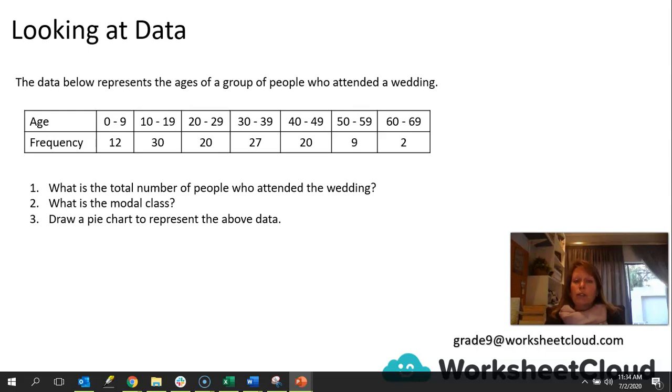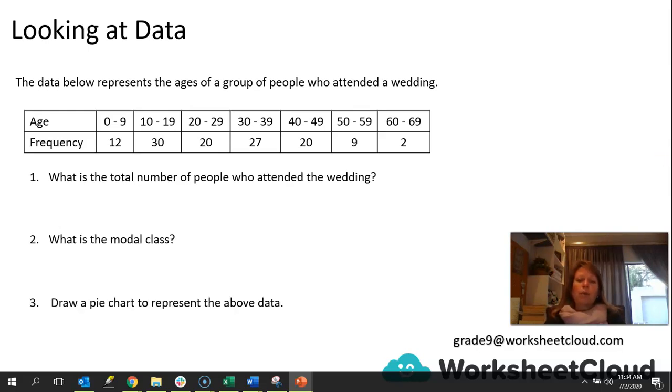Okay, I know that you have drawn pie charts before, but they can be a bit tricky if you're not 100% sure how to do them. But let's look at the first one. What is the total number of people who attended the wedding? Well, what we need to do is we need to take each of these, each frequency, and add it together. So 12 plus 30 plus 20 plus 27 plus 20 plus 9 plus 2. So if we add those all together, we are going to end up with 120. That means that at this wedding, altogether, there were 120 guests.